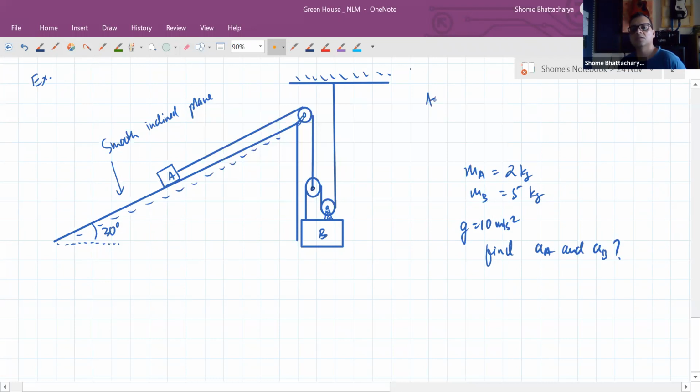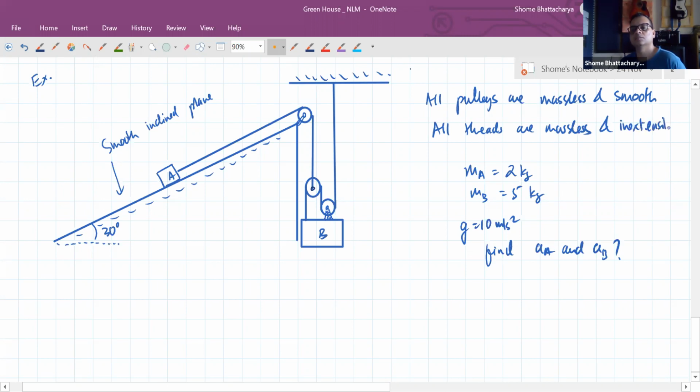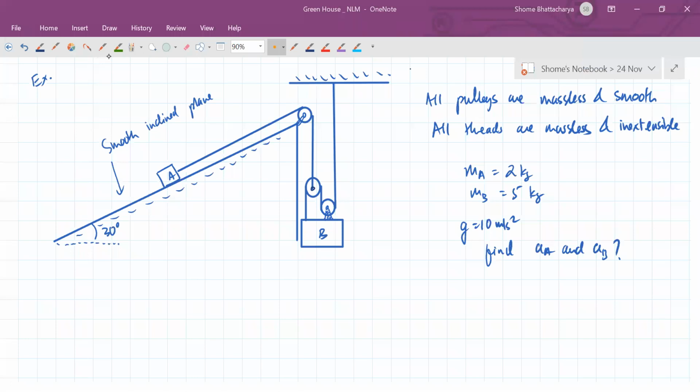Okay. All pulleys are massless and smooth, and all threads are massless and inextensible. So start by again working out the ratio of the accelerations. That is going to be the critical thing here.